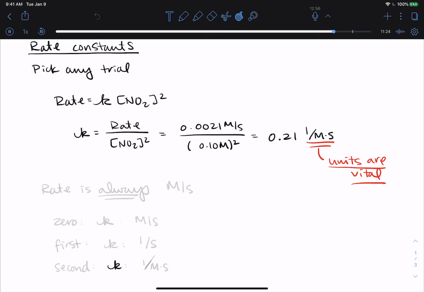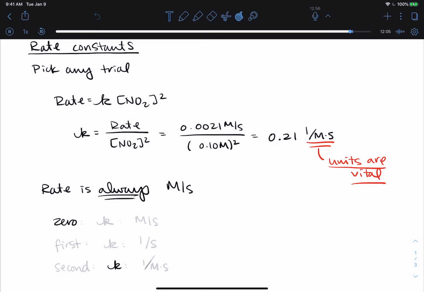to this setup. So every rate is in molarity per second, regardless of the dependency. So the units on your rate constant are what counterbalance those dependencies in order to make your rate a consistent value. Well, a consistent unit value. So, I already said this, but we'll write it again. The rate is always in molarity per second. So the units of the rate constant depend on the order.